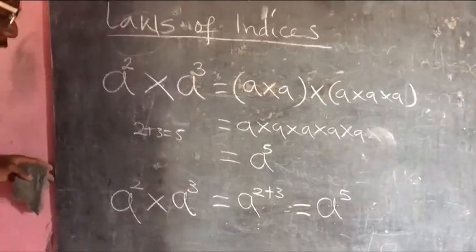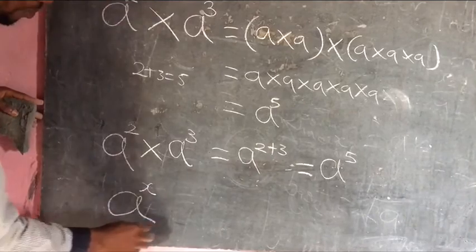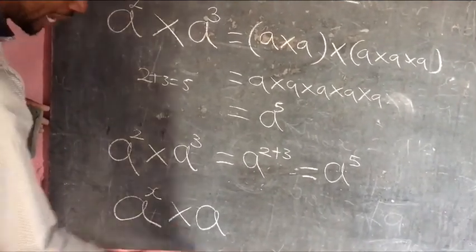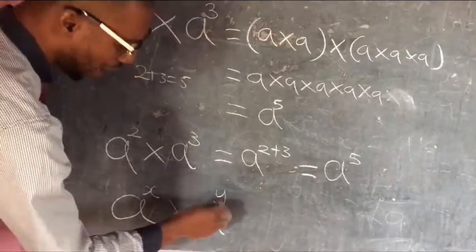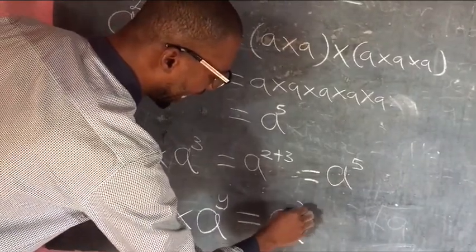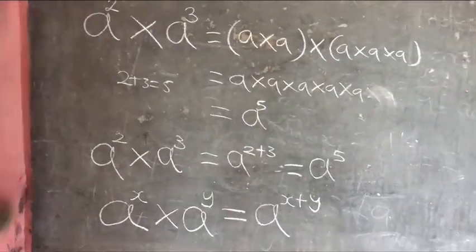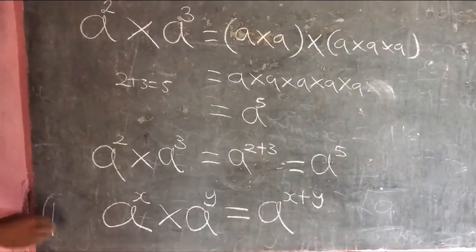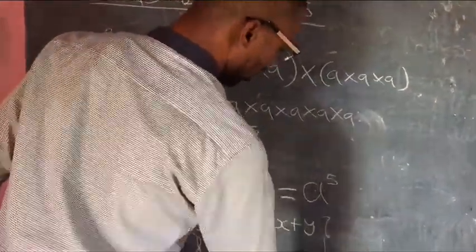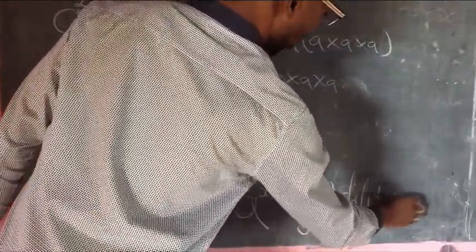It means say if you have any number that is raised to the power of x and the same number multiplies itself, this time raised to the power of y, what you will do is just take the number and then add the indices. You just add the indices. That is the first law. This one is law number 1. This law is called the addition law of indices, or law of addition.